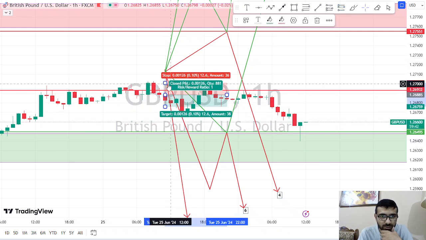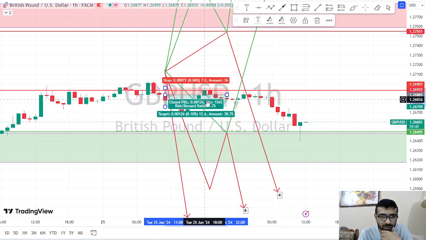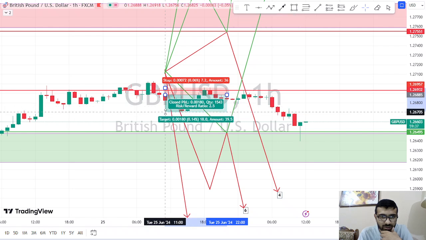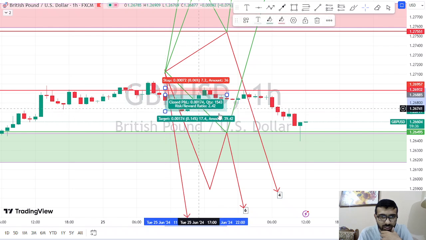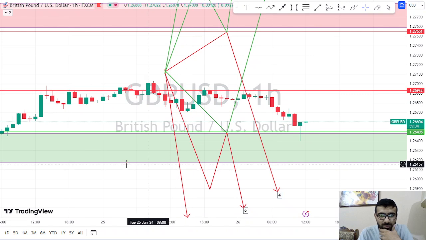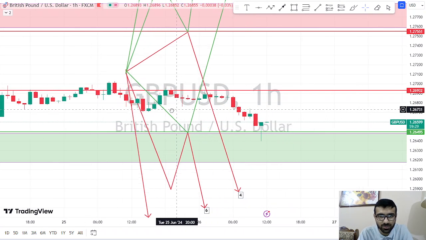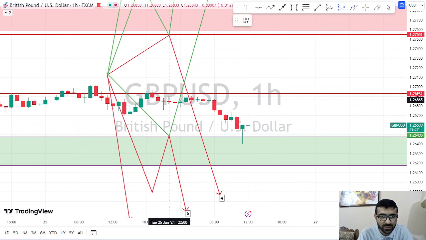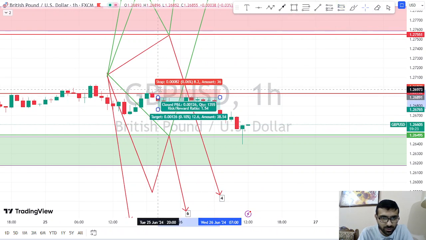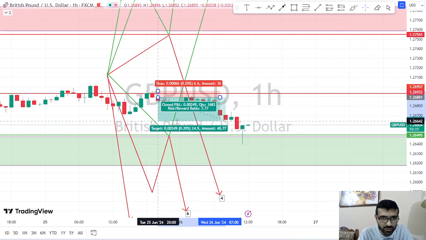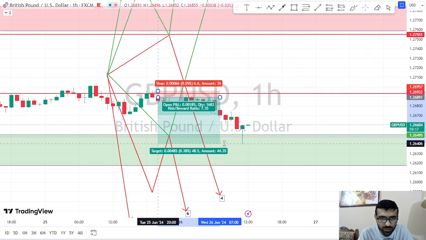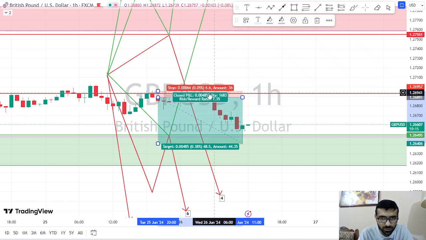Okay, let me take this position. Our stop loss will be just above this previous candle, and our take profit will be approximately over here, giving us a 2.4% profit. Then afterwards, market gave us another opportunity to sell from this short term area of resistance. You guys can see that market tested this area of short term resistance and closed below, so we could take a short position, and this trade would have given us a good profit of approximately 7.3%.